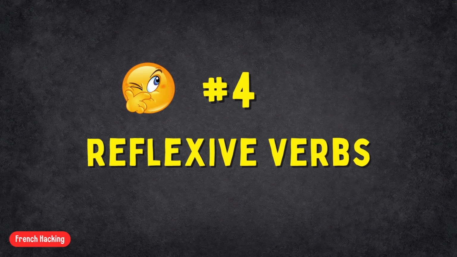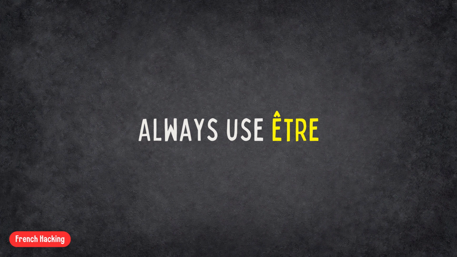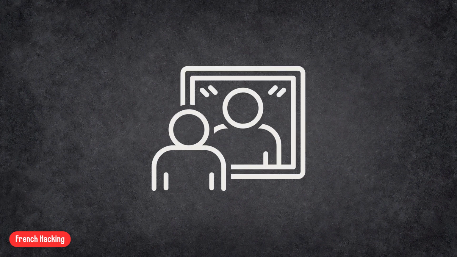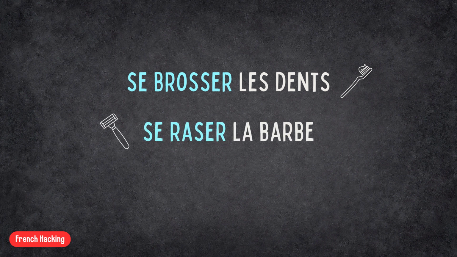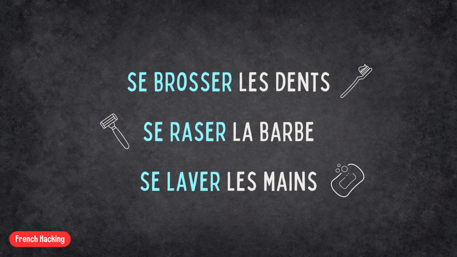Reflexive verbs. These verbs always use être as their auxiliary verb. But what exactly is a reflexive verb? It is a verb where the subject performs the action on itself. The action is being reflected back onto the subject. You can identify them with the word se in front, such as se brosser les dents, which means to brush one's teeth, se raser la barbe, to shave one's beard, se laver les mains, to wash one's hands.